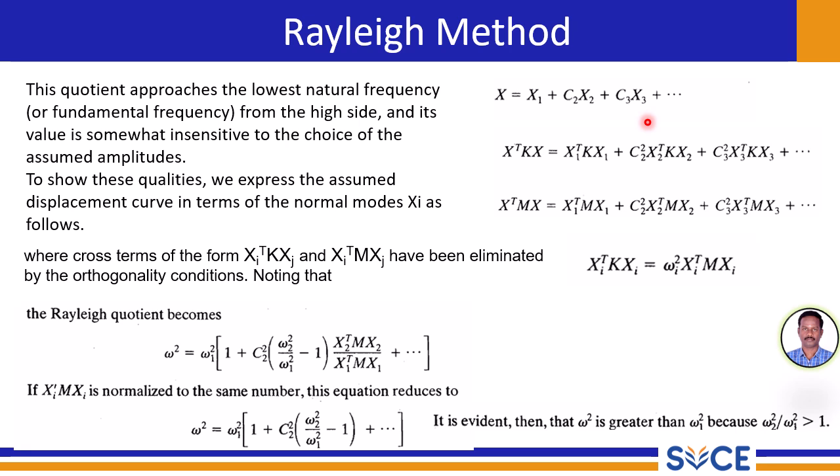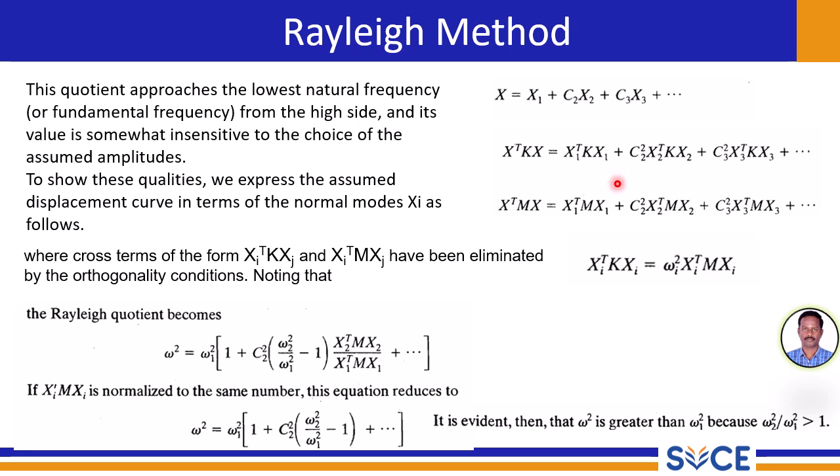Now we substitute this expansion into the Rayleigh's quotient and utilize the orthogonality properties of the normal modes. The expressions for the numerator and denominator simplify in this way. This is the simplified numerator. This is the simplified denominator. We also know that for each normal mode, X transpose K X is omega square times X transpose M X, where omega is the natural frequency of the ith mode.